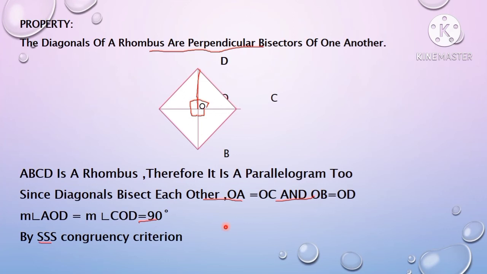OA, this half will be equal to this half. So OA equal to OC, therefore DO is equal to OB. Okay, look at here, I have written. So measure of angle AOD is equal to measure of angle COD is equal to 90 degree. Look at here, AOD, then COD. So this measure of angle is equal to 90 degree.